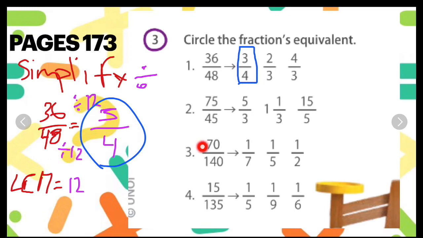See, the same thing that I did here, you're going to do over here. You have to find the equivalent fraction. That means that you have to simplify.